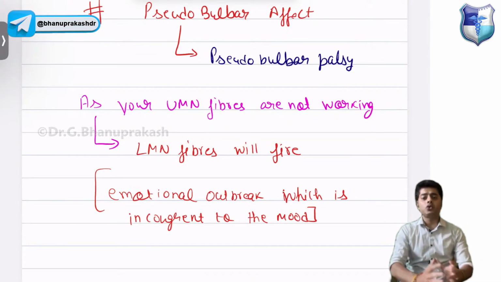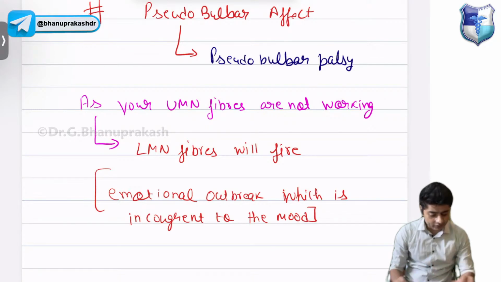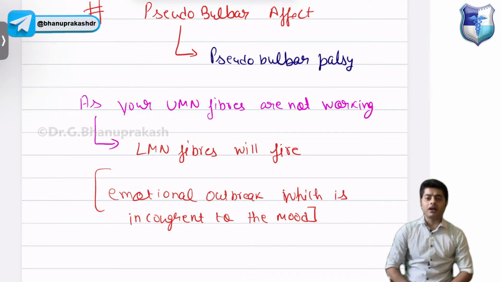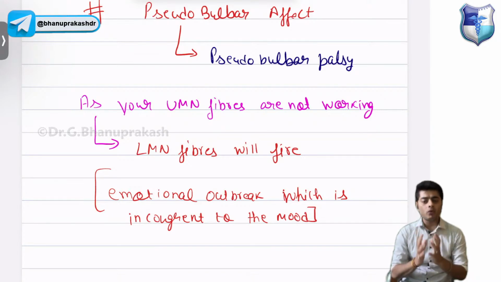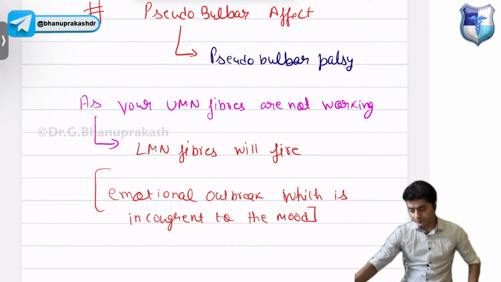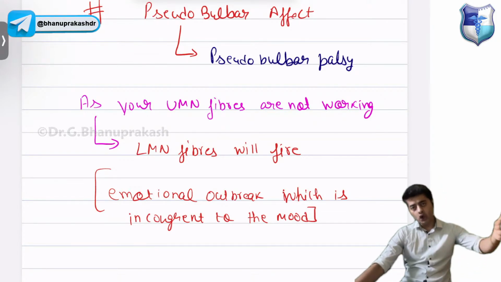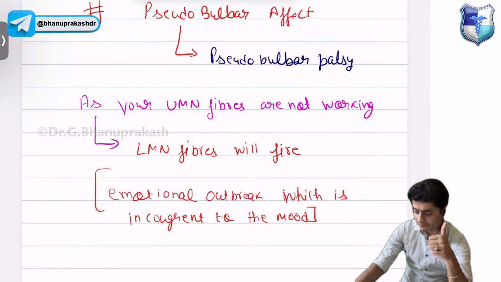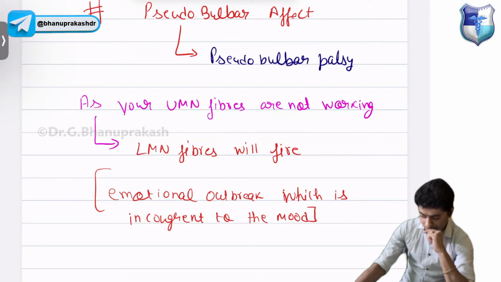So this term is known as pseudobulbar effect. Uncontrolled or inappropriate laughing or crying, which we generally see in pseudobulbar palsy patients. Okay everyone. So what will we find in pseudobulbar palsy? Pseudobulbar effect. Okay everyone.